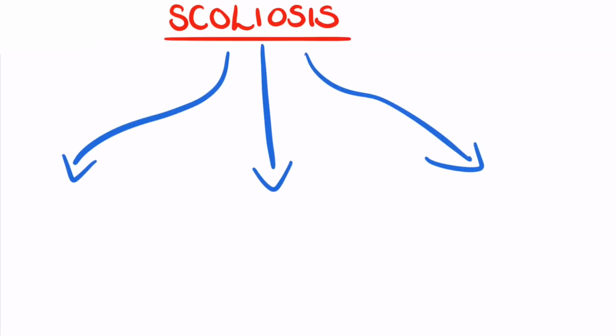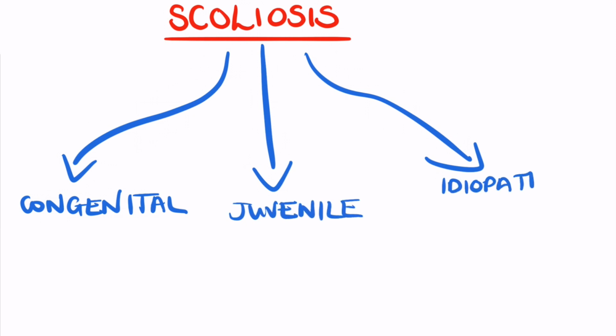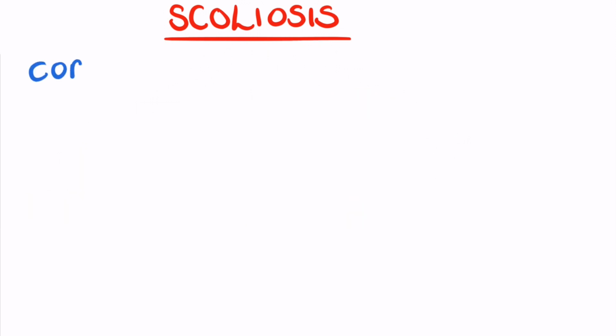Scoliosis comes in many forms, such as congenital, juvenile, and also idiopathic. First, we will be focusing on adult spinal deformity. And a deformity of the spine can either occur in the coronal or the sagittal plane.